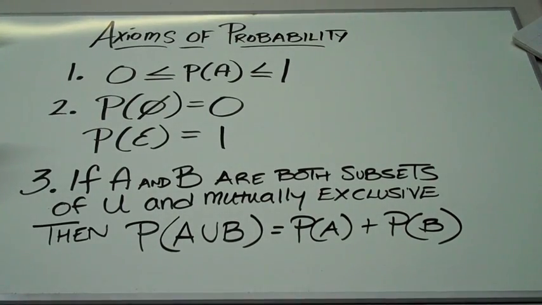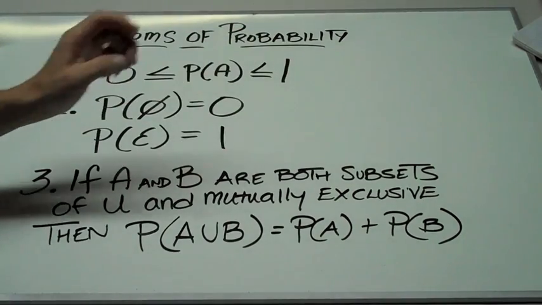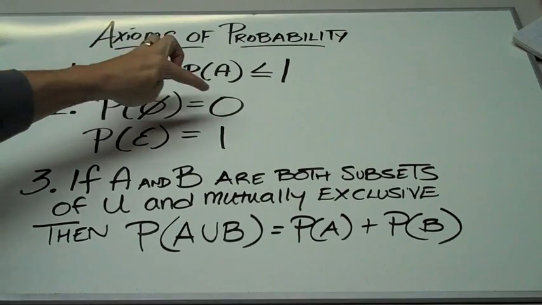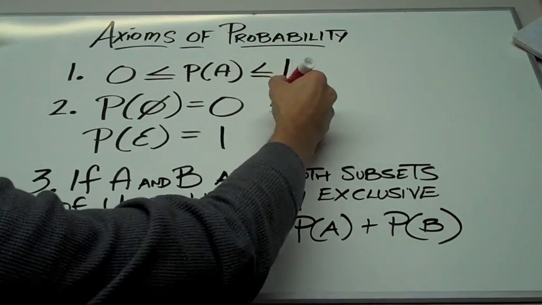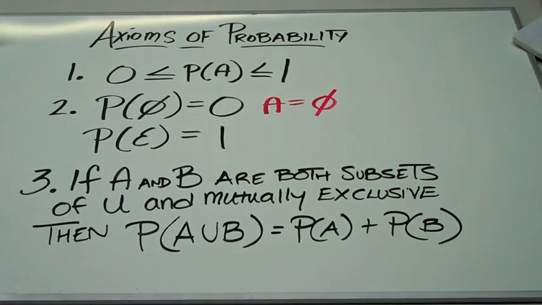Here are 3 axioms of probability. The probability of event A occurring is always going to be between 0 and 1. If we have a probability of some event that cannot occur, we have a probability of 0. In other words, if event A cannot occur, then our probability of event A occurring is 0. It can never occur.